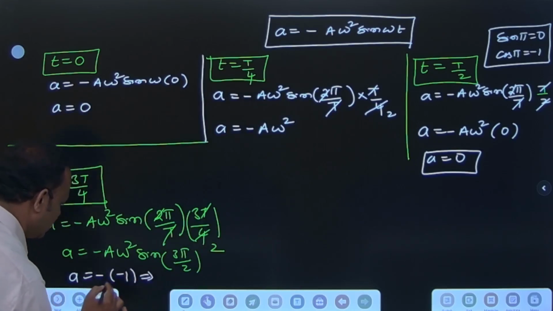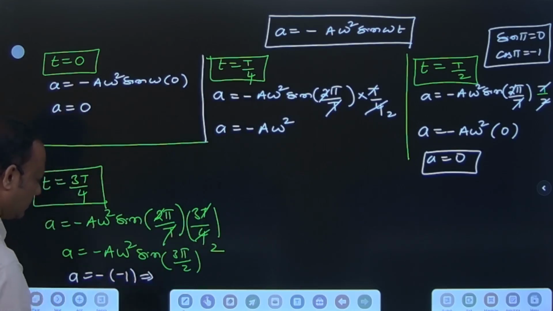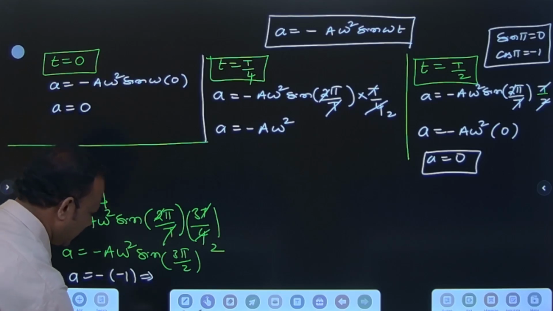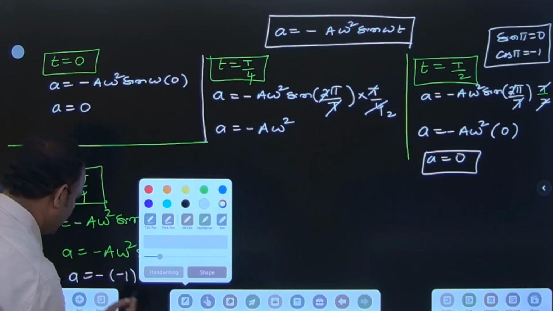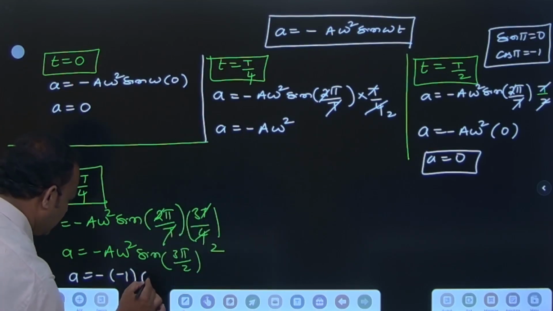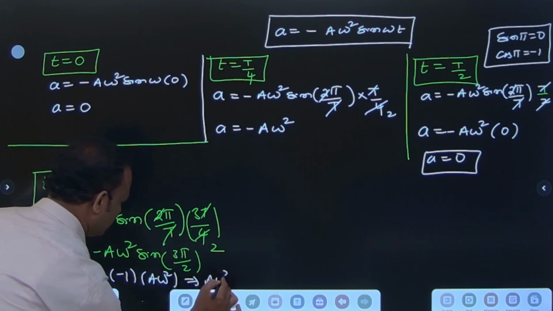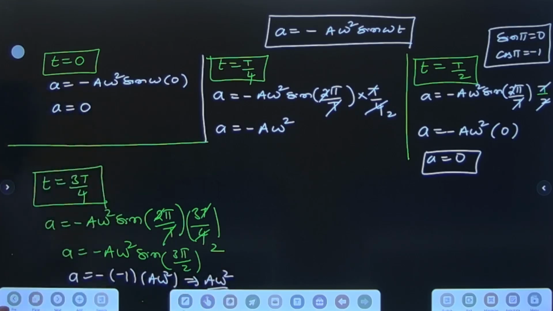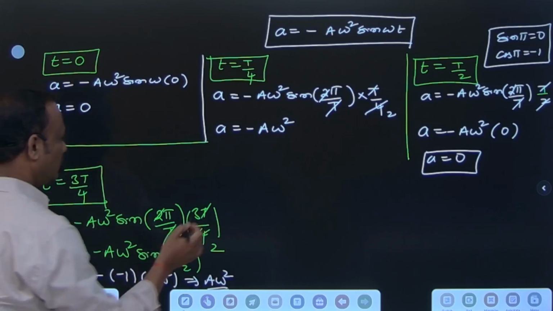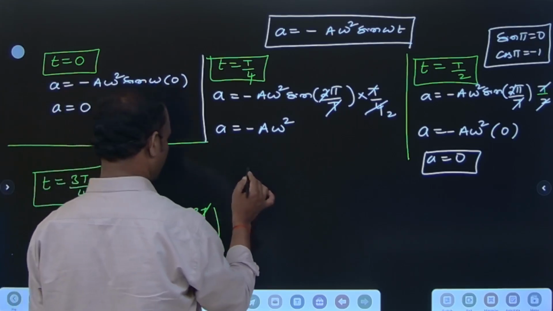What is the answer? So it's a omega square only now. Minus of minus 1 times a omega square. What is the answer? A omega square. Yes. So next one, t is equal to, then what?